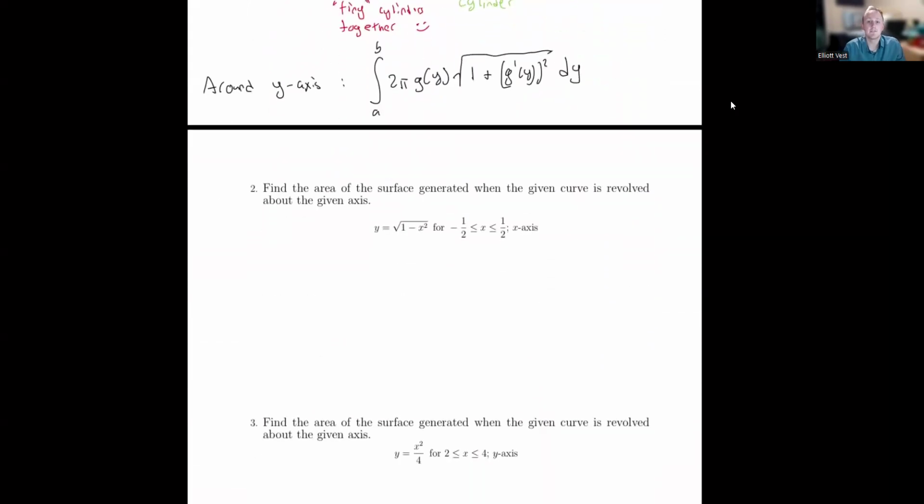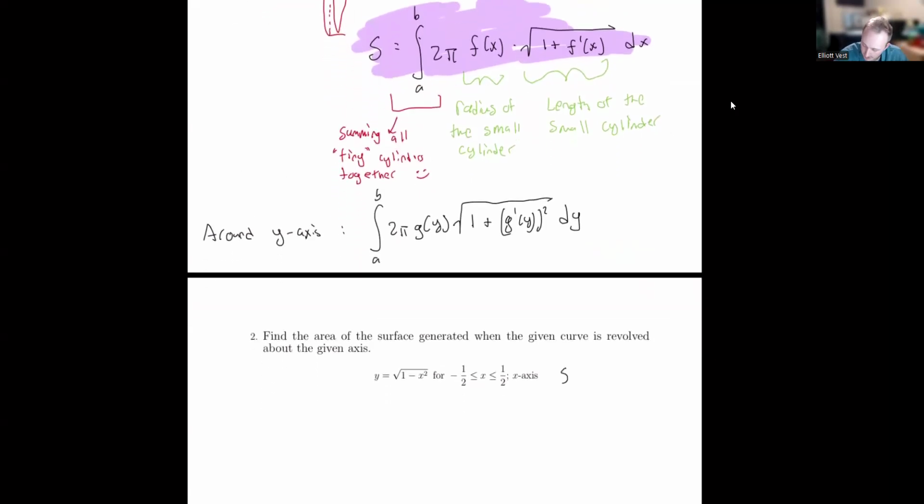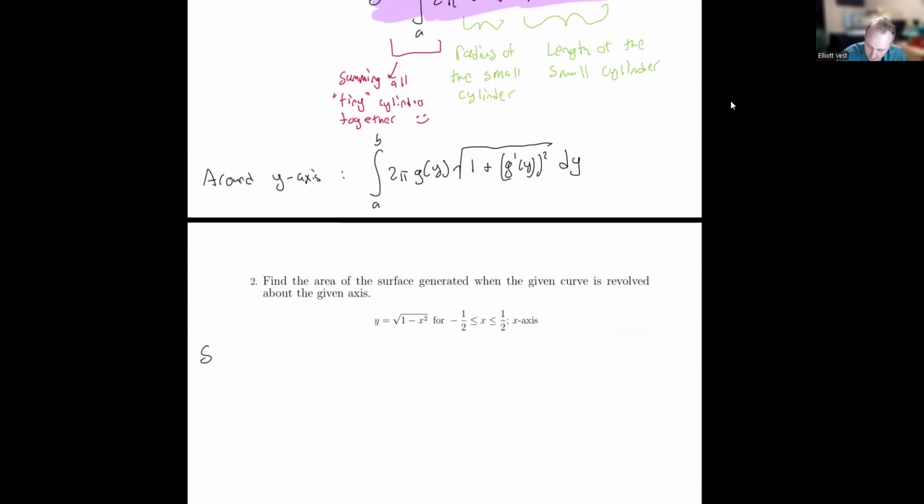Find the area of the surface generated when the given curve is revolved about the given axis. So we have a function, we have an interval, and we're revolving around the x-axis. So around the x-axis, we have that formula. Let's just write that out here again. Your surface area is an integral from -1/2 to 1/2, since those are our bounds here, of 2 pi f of x, let's just write it all out, f of x times the square root of 1 plus f prime of x squared dx.